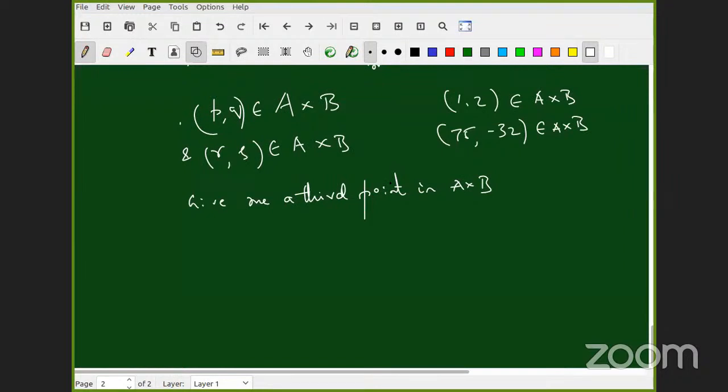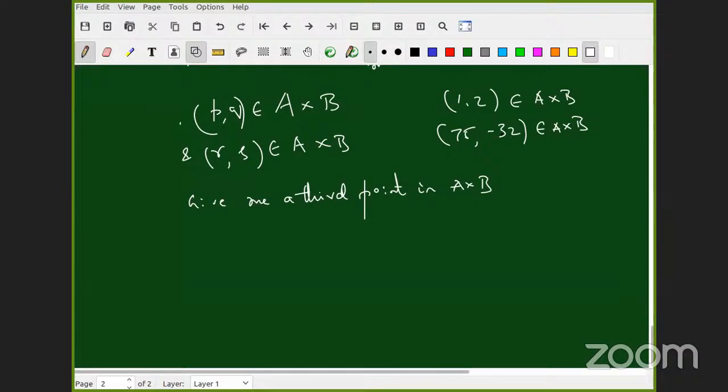Okay, Sanjana? I don't know. How do you say all that? I have given only two things. I don't know anything about A, and I don't know anything about B. I have not said A should be a set of integers. It could be anything. A could be anything. All I know is only these two pieces of information: (1, 2) belongs to A cross B, and (75, -32) belongs to A cross B.